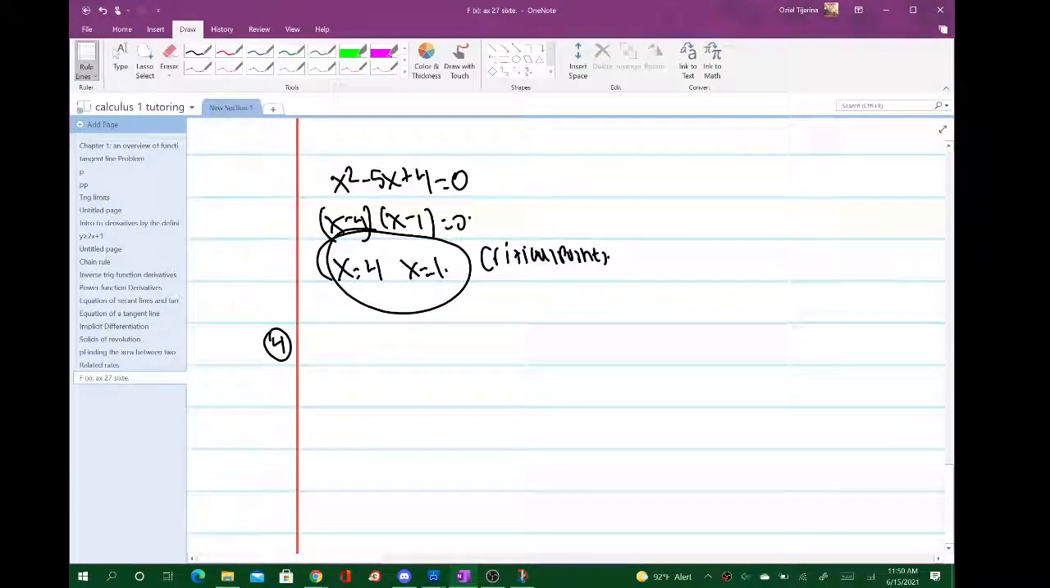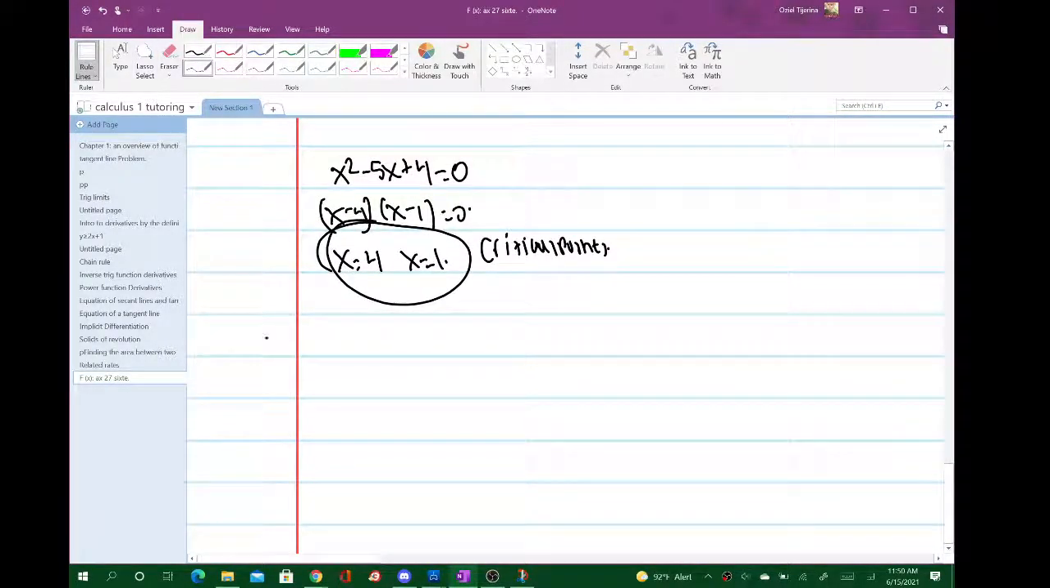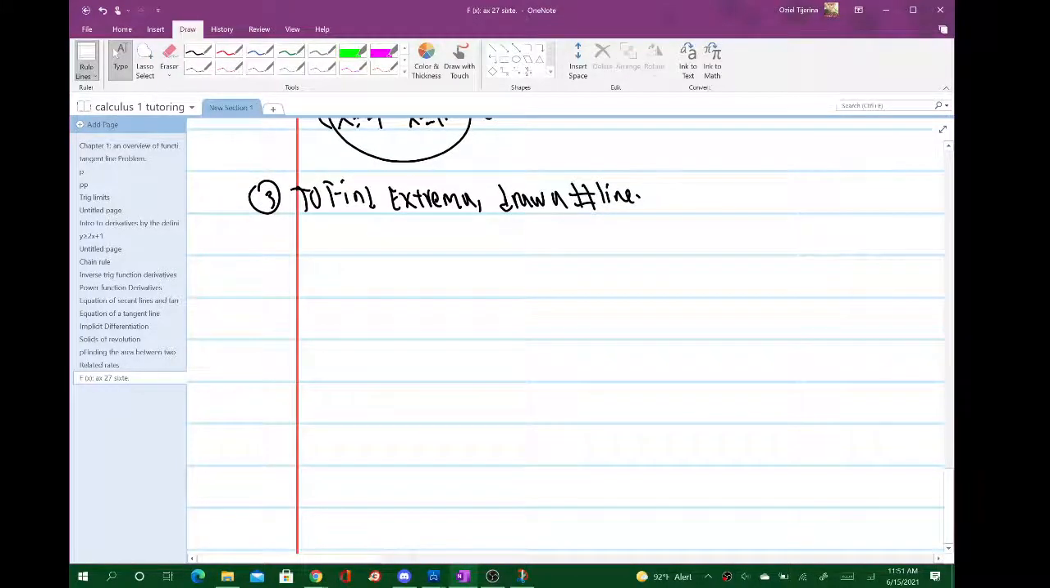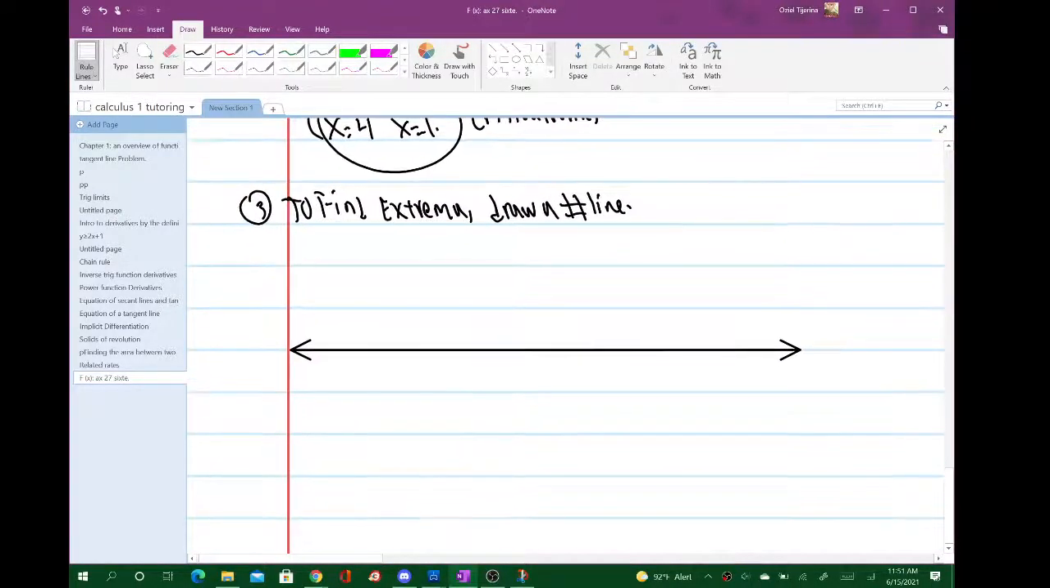So number 3, to find extrema, draw a number line. This is where we really have to pay attention, because this is what they do in calculus to find the extrema. You're going to go from negative infinity to 1, then from 1 to 4, and then from 4 to infinity.